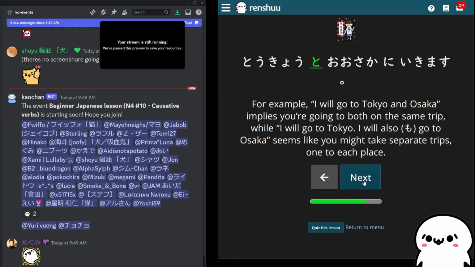The "mo" sounds like that could be the case, but in terms of strength between the relationship, it might be that you're going to Tokyo and I'm also going to Osaka, but it might be that you're going to Osaka the next time you go. So "to," think about it. If it's a stronger relationship, it's going to go together in the sentence. The "mo," on the other hand, feels a bit more separate.